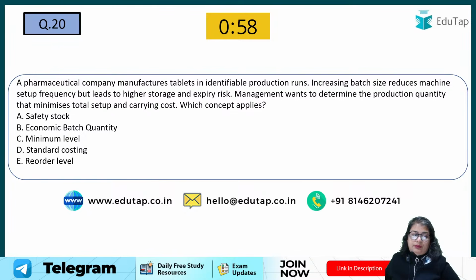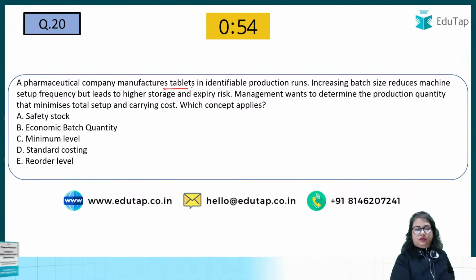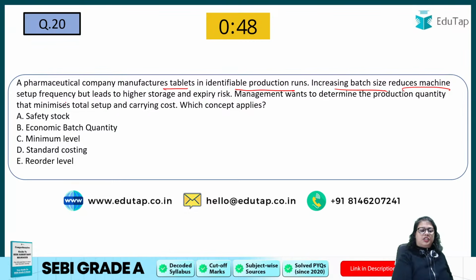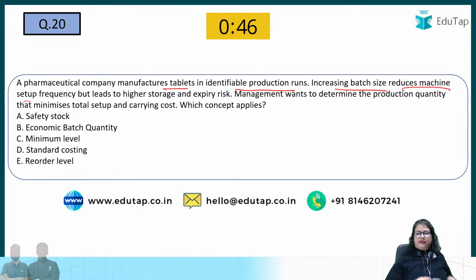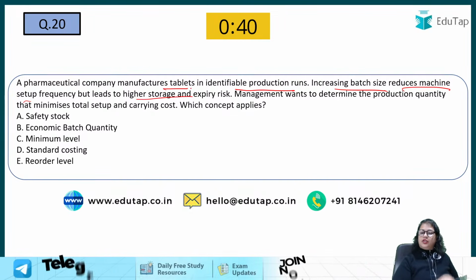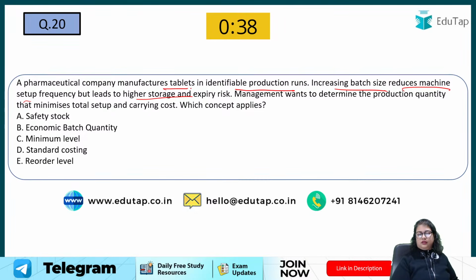Question number 20. A pharmaceutical company manufactures tablets in identifiable production runs. Increasing the batch size reduces machine setup. So if I increase the batch size, it will reduce the machine setup. That's good, but it leads to higher storage and expiry risk also, as the medicine might expire. So the management wants to determine the production quantity that minimizes the total setup and the total carrying cost.